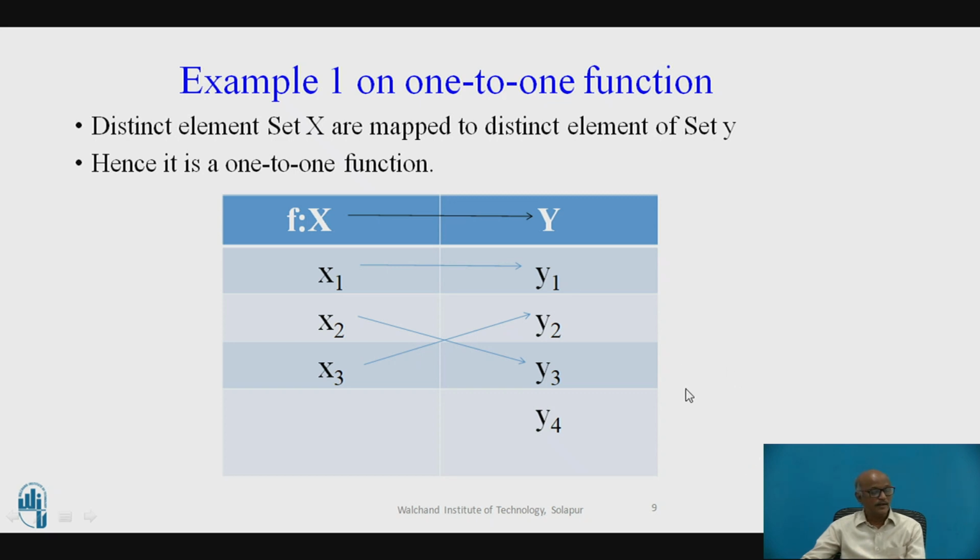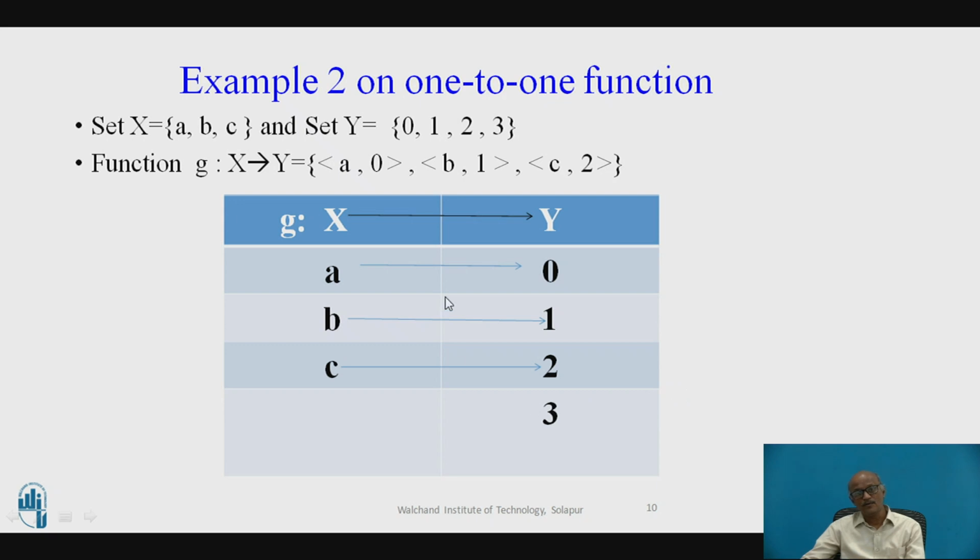Now let us go to the next slide, example 2, which is again on a one-to-one function. Here the example is set x equal to a, b, c, and set y equal to 0, 1, 2 and 3. There are 4 elements in set y and 3 elements in set x, and the mapping is given from set x to set y. From set x, a is mapped to 0 from y, b is mapped to 1 and c is mapped to 2.